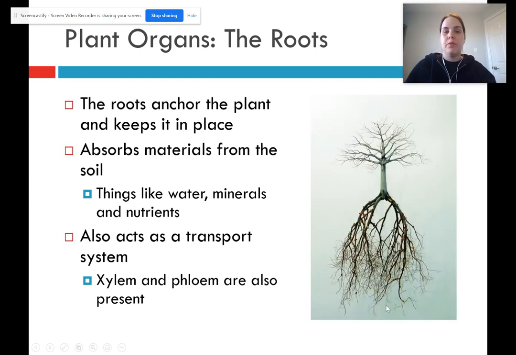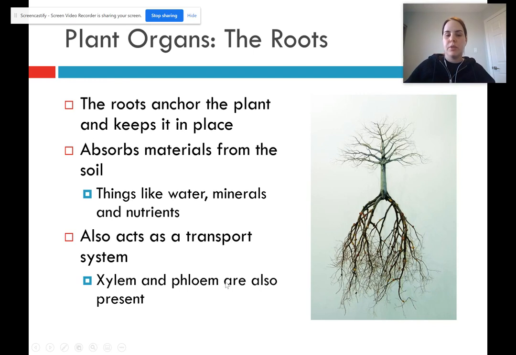Second organ we're going to talk about are the roots. Now, the roots are really important. Just like the stem gives its structure above the ground, the roots really anchor the plant in place so that if a gust of wind comes, trees aren't rolling down the street. Okay, the roots are actually what ground it and keep it in place. They also absorb a lot of the important things that the plant needs for growth and survival. Things like water, minerals, and nutrients that are in the soil, the roots are actually what absorbs it.